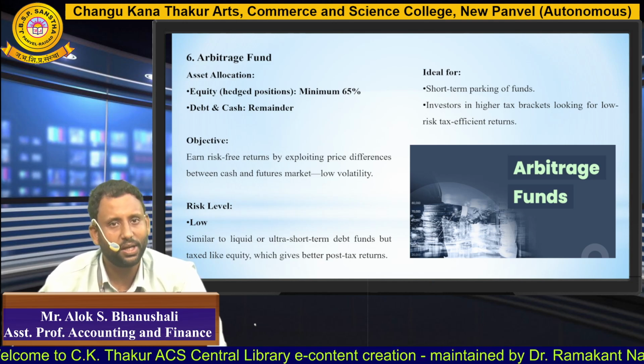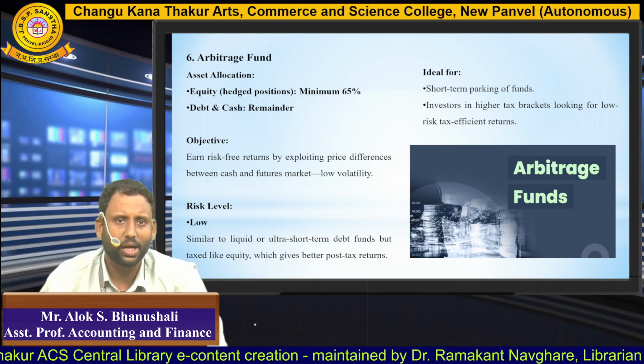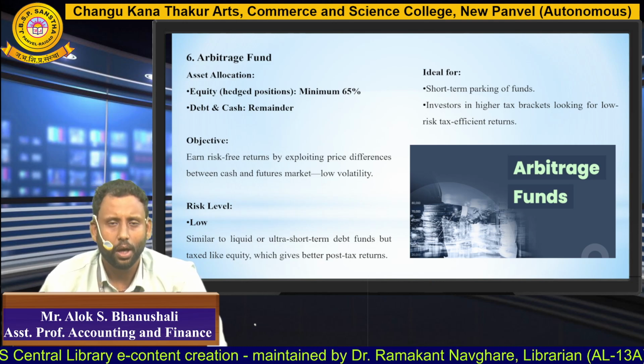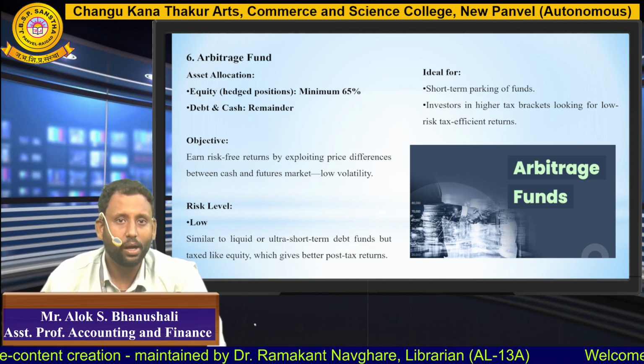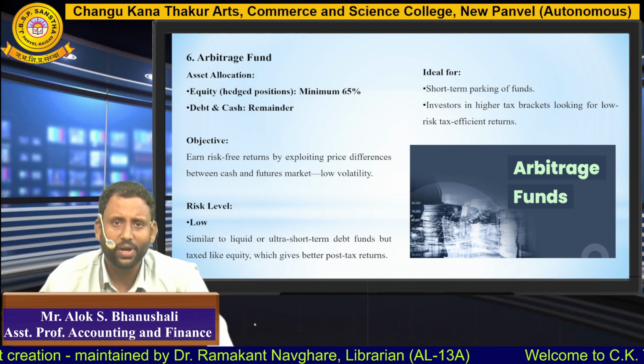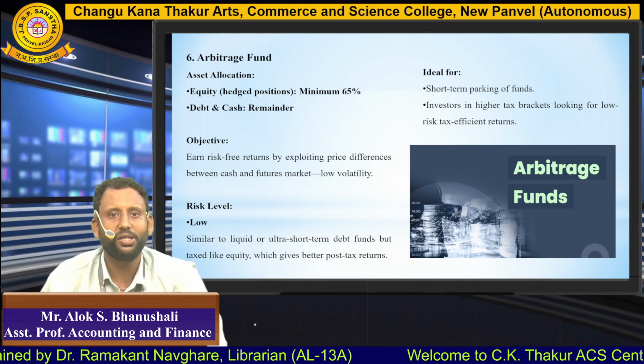A minimum of 65% is in equity and the remaining is in debt and cash. The remaining monies are invested in debt and cash also. So basically in an arbitrage fund, we have an opportunity to earn money due to market price differences.